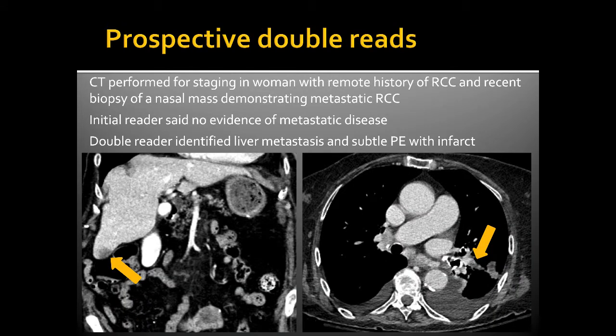This is a CT performed for staging in a woman with a remote history of RCC and recent biopsy of a nasal mass demonstrating metastatic RCC. This happened at a practice that had prospective double reading as part of their workflow. The initial reader said no evidence of metastatic disease. This double reader identified a liver metastasis in a spot where liver lesions are often missed and a subtle pulmonary embolism with pulmonary infarct. This is the value of prospective double reading.